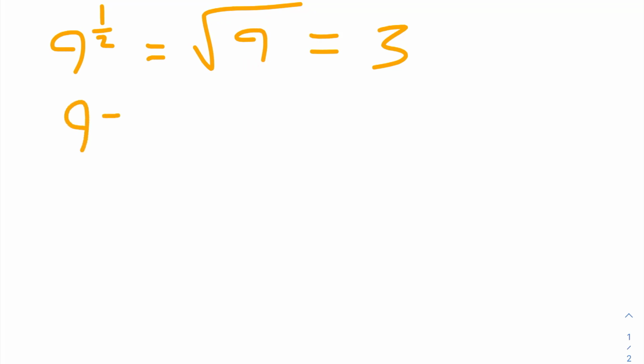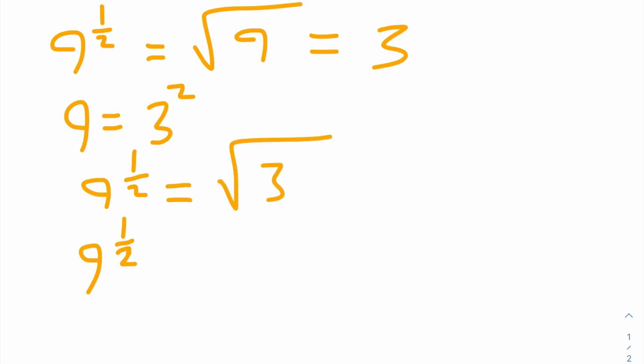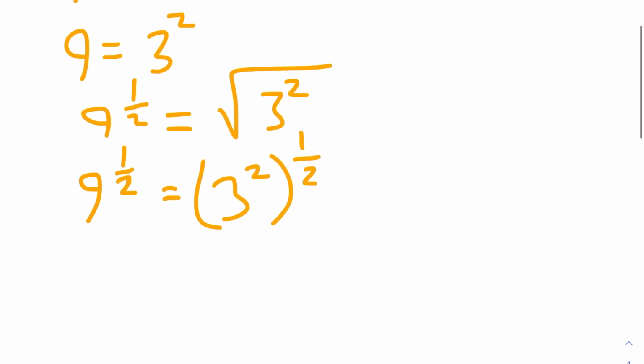Now 9 is equal to 3 squared. So 9 to the power of 1/2 can be written in two different ways: square root of 3 squared, or 3 to the power of 2, to the power of 1/2. In both of these cases, let's look at this one first. The square root cancels out the power of 2, so this is just equal to 3.